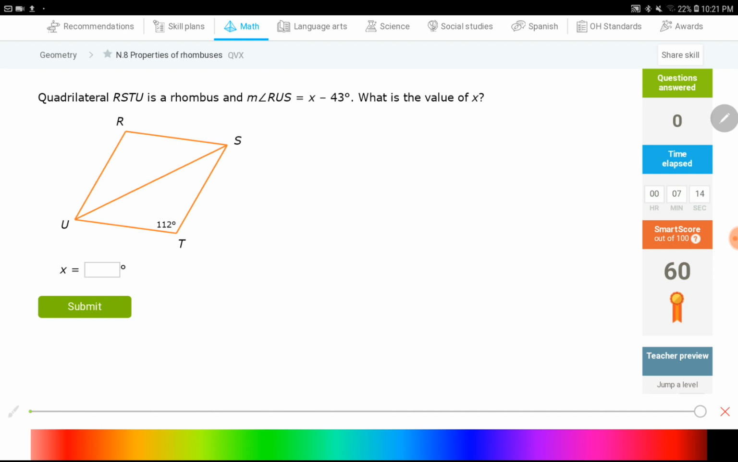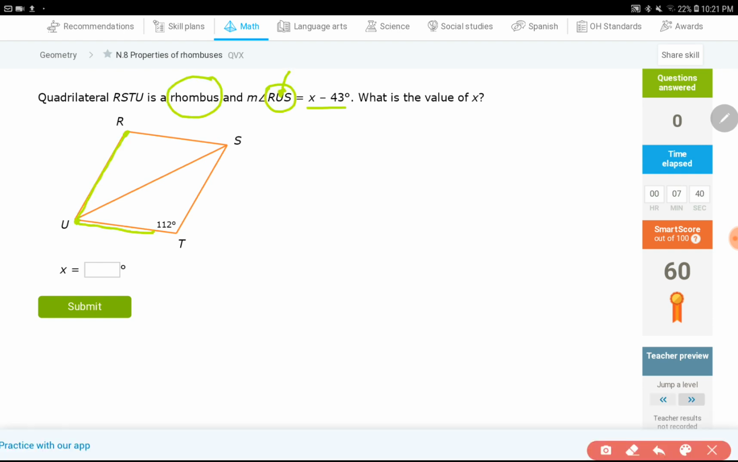Quadrilateral RSTU is a rhombus. RUS is x minus 43. What is the value of x? Okay, let's locate this angle. The angle is going to be in the corner of U, by the way, because U is in the middle. Let's just start from R, go to U, and then go to S. What am I doing? That's not S. Okay, this right here. So this is going to be my angle.